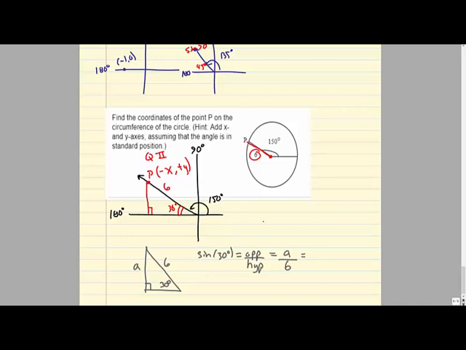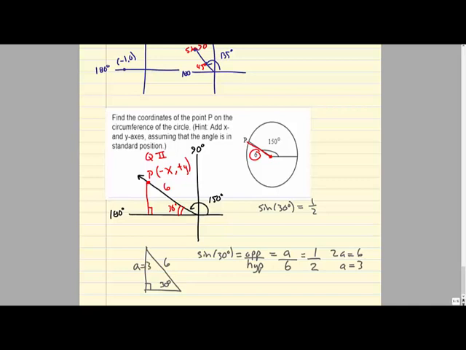But I know that the sine of 30 degrees for any triangle with any hypotenuse length is going to be 1/2. So note, sine of 30 for any right triangle with a 30-degree angle is 1/2. So if I set this equal to 1/2 and then solve, I'd cross multiply to get 2a equals 6. Divide both sides through, and I'd get a equals 3.